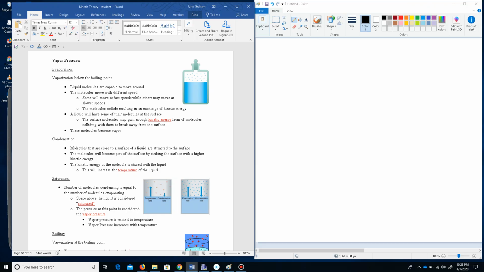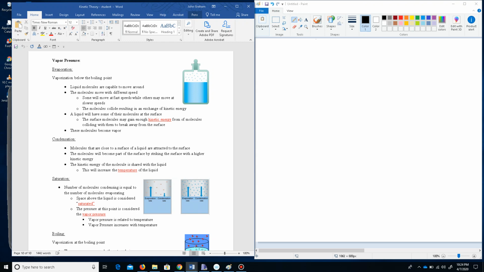When that happens, those molecules that leave the surface will have that kinetic energy with them, and will cause the temperature of the liquid itself to decrease, right? That's like when you get out of the shower and the water is evaporating off of you. It causes your body temperature to decrease because you're losing energy as it's going into the air.